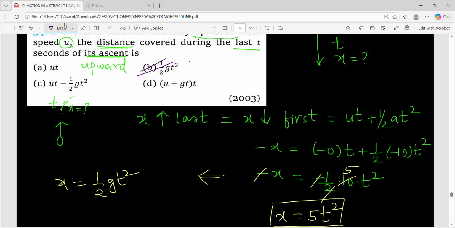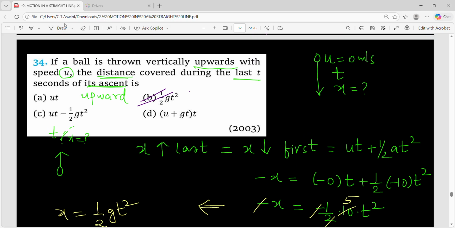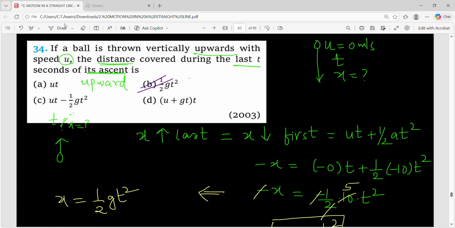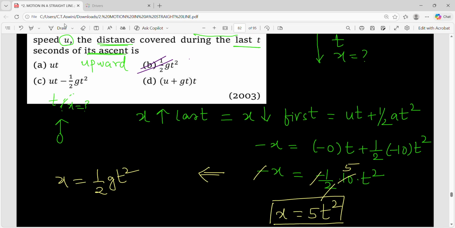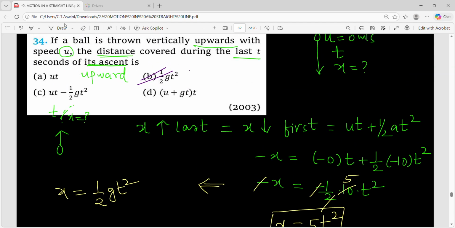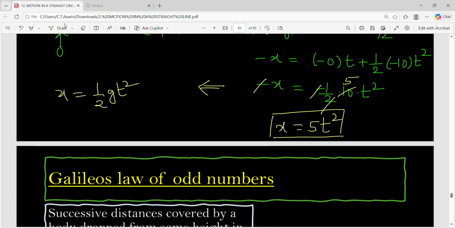Now have you understood this symmetry and how this is useful to solve the problems? Because if you take the ascent journey, the upward journey, finding the distance in the last t seconds will be a bit difficult. So if you apply symmetry, it's the distance traveled in the first t seconds in the downward journey, which is very easy, because in the downward journey, initial velocity is 0. Easily you can find the answer. So certain concepts are very important. They will save your time. So try to understand them. I hope you are clear with symmetry with this problem.